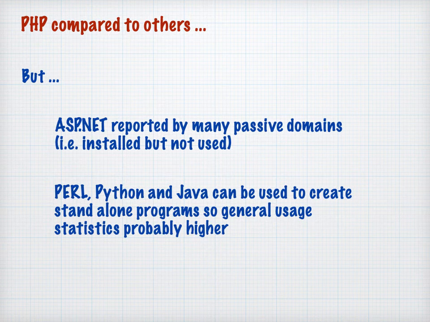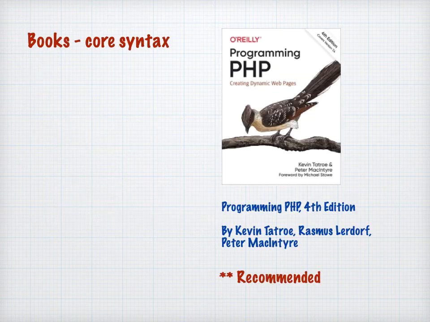The thing about other languages like Perl and Python and Java to an extent, you can create different kinds of programs out there, so they're used in other ways as well. PHP tends to be used as a scripting language for web pages.